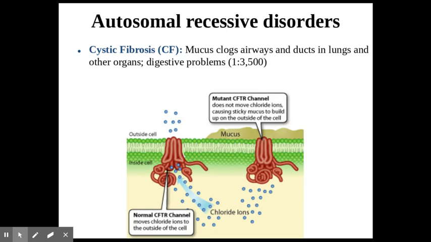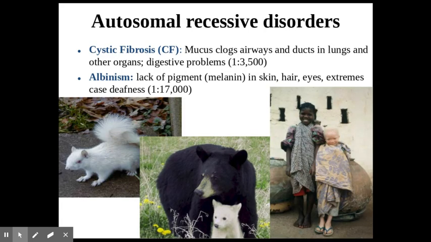So, autosomal recessive disorders would be things like cystic fibrosis. This is where mucus clogs airways and ducts in the lungs and other organs, and so it causes a lot of digestive problems. They show you a normal channel on the left side, and on the right side they show you a mutant channel. You can see how the normal channel has an opening and a close and an area for it to be released, and the mutant one has it all sort of tangled up so that it's hard to have an opening for those different things to come through.